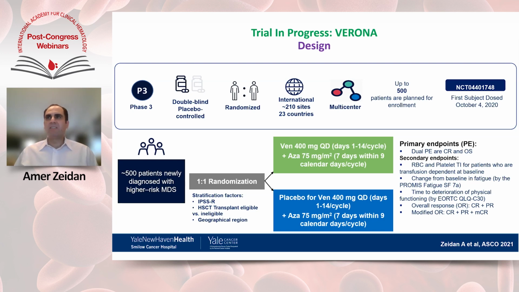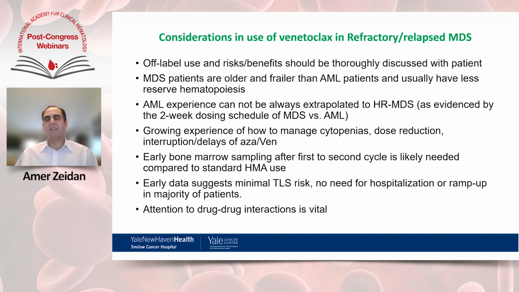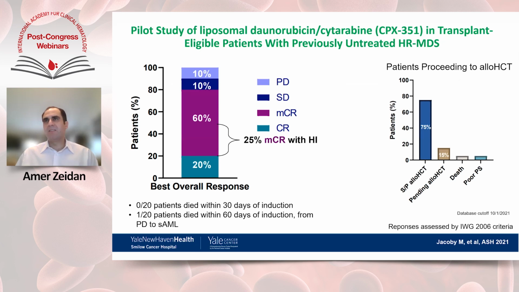So the VERONA study is a large randomized phase 3 trial that is looking at this issue of treatment with AZA versus AZA-VEN, and will give us the definitive answer. I went over the considerations in the use of venetoclax. CPX, or liposomal daunorubicin-cytarabine, is approved in AML, but secondary AML, but not in MDS.